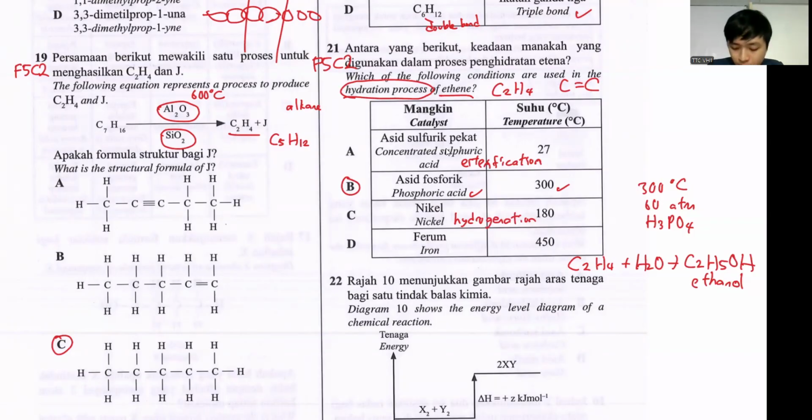Next is the Haber process. This one is to produce ammonia, where you use iron as a catalyst. Okay. Hydrogenation is alkene adding hydrogen to become alkane.